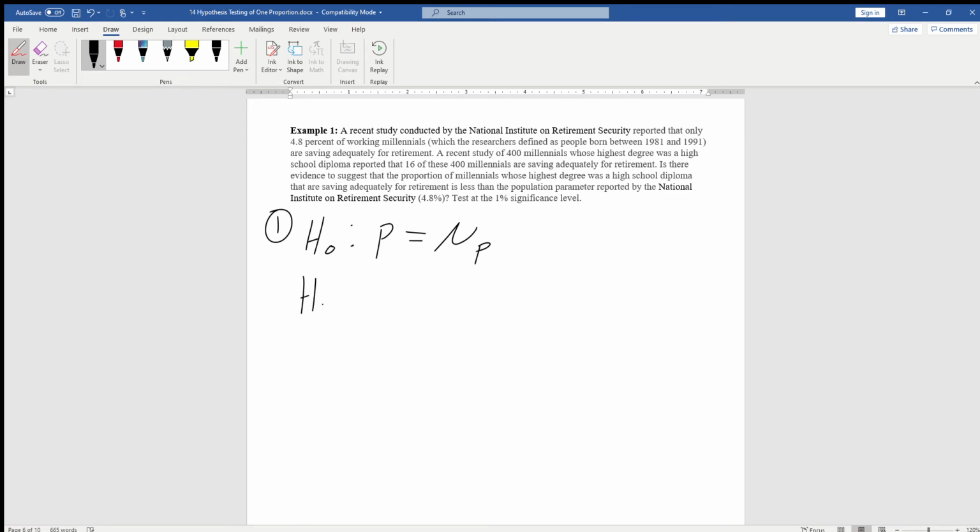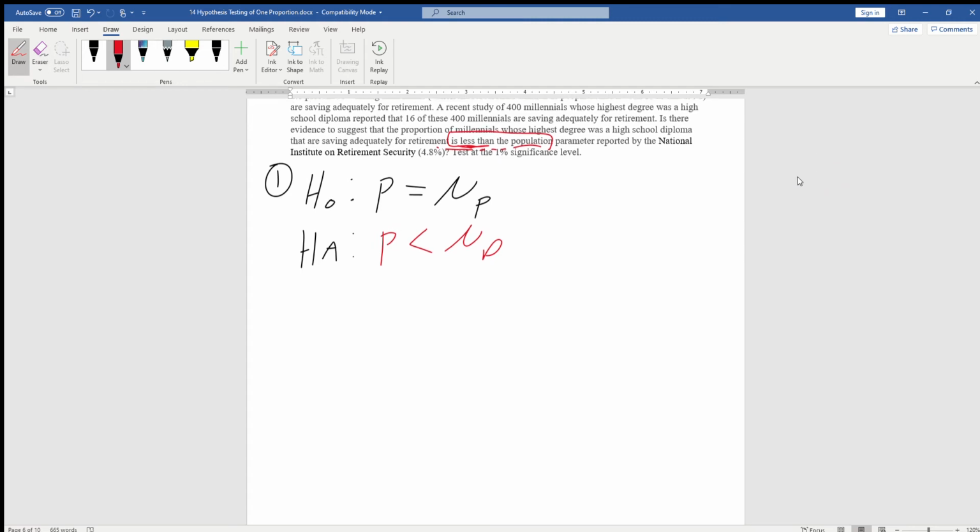Now we look at the problem, and the problem suggests that the proportion of students that are saving adequately for retirement is less than the population parameter. All right, so right here we have the phrase less than. So that would indicate that p is less than mu sub p. Generally, wherever the question is asked, you read it and then you determine that that's going to be the alternative hypothesis. All right, so that's fairly easy.